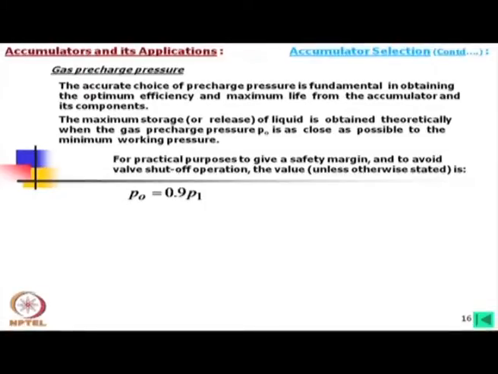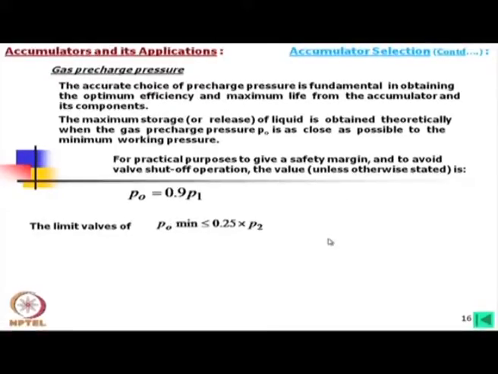Now, for practical purposes, to give a safety margin and to avoid valve shut-off operation, unless otherwise stated, P0 is equal to 0.9 P1. That means, if we know the minimum system working pressure is P1, then as a thumb rule, we can select P0 as 0.9 of that. That means, if P1 is 1 megapascal, then you can have the charge gas pressure without loading, when no fluid is coming in, of maybe 0.9 megapascal.